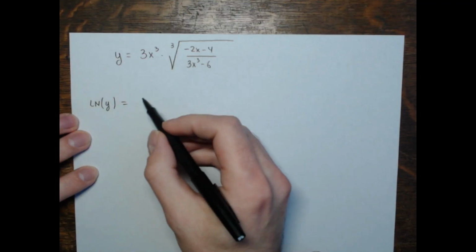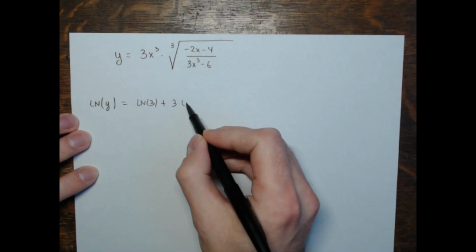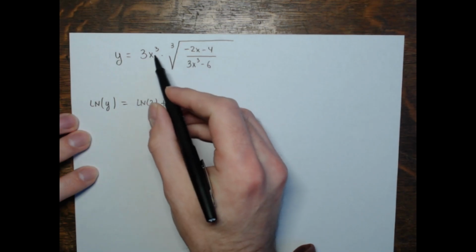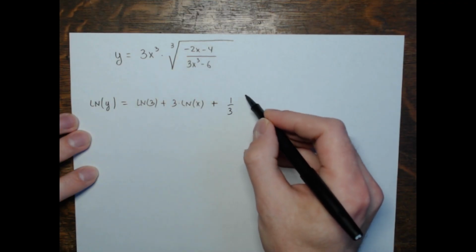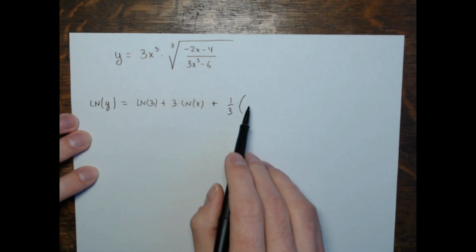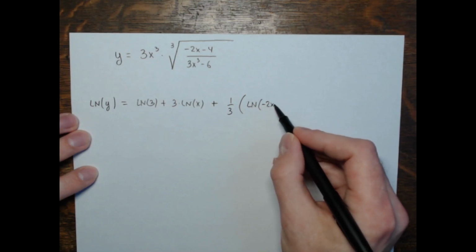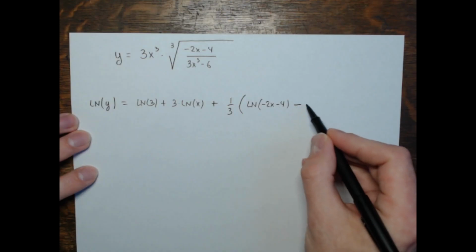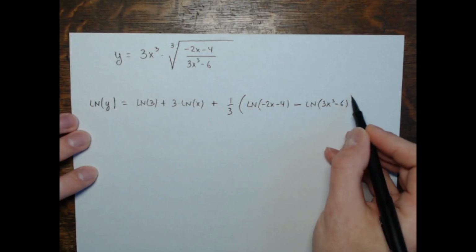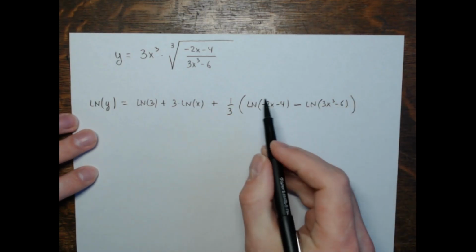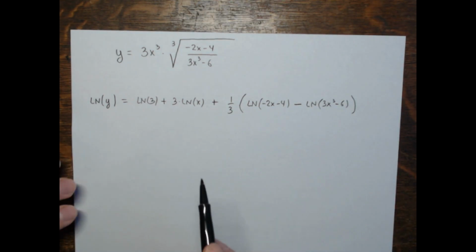And if I do the properties, we'd have the natural log of 3 plus 3 times the natural log of x, right, for that x cubed there, plus, and then I'd pull the third out, times the quantity of the natural log of this fraction, which I'd split up to the difference of two logs, right? Log of the numerator, negative 2x minus 4, and then minus the log of the denominator, this 3x cubed minus 6, right? All that inside the parentheses there. Now, if you want to distribute the 1/3, you can, but like I did last time, I'll just leave it.